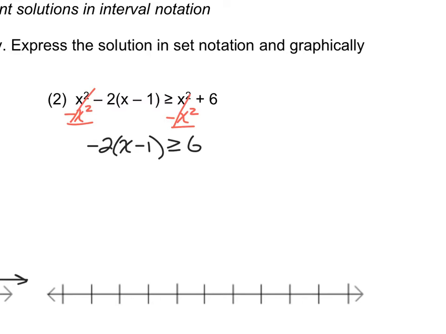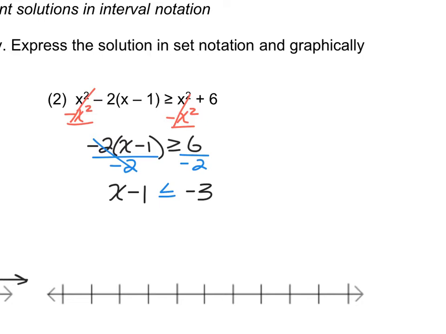We could distribute. I heard that. That's fine. But I could also do what? Divide by -2. Cancels it out on the left, and you're only left with an x minus 1. On the right, oops, oh, you got the flippy. I sure did. So, meh. Good thing you were there.